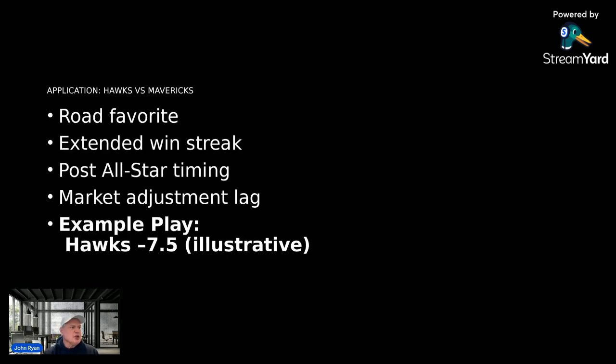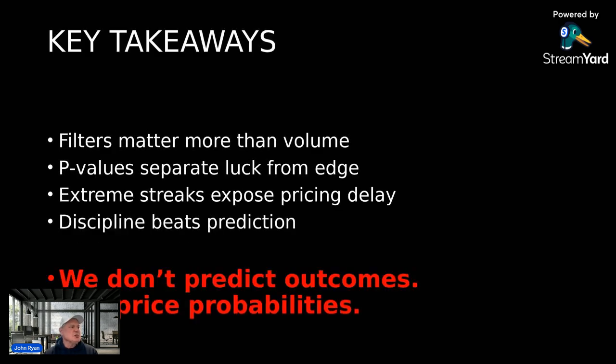So now that I've put everybody to sleep, we're going to summarize this whole thing real quick. Road favorites, extended win streak, post All-Star timing, market adjustment lag due to the win streak. And we have a sample play for tonight on the Hawks -7.5. So the key takeaways: the filters matter more than the volume of bets. P-values separate luck from gut feelings. The extreme streaks expose pricing delay in the market.